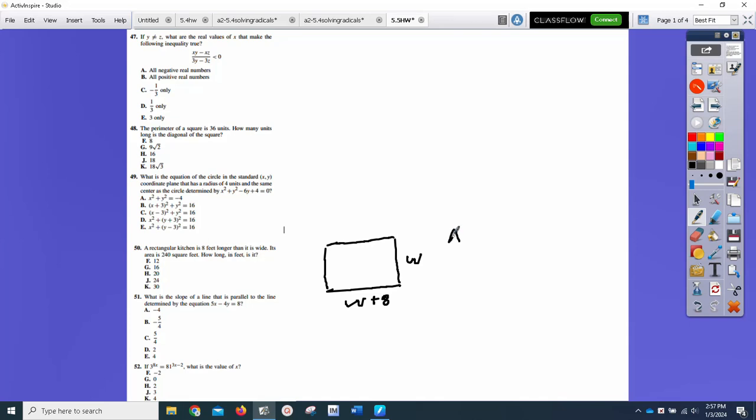Area of a rectangle is length times width. The area is known to be 240, and it must equal this width times W plus 8. Congratulations, you're in Algebra 2 now. 240 equals w squared plus 8w. Let's move our 240 over. And now we're going to factor.